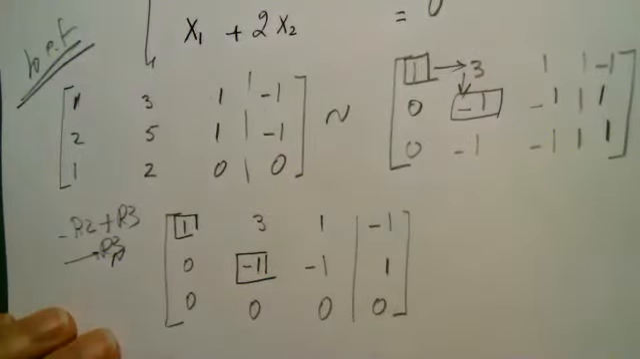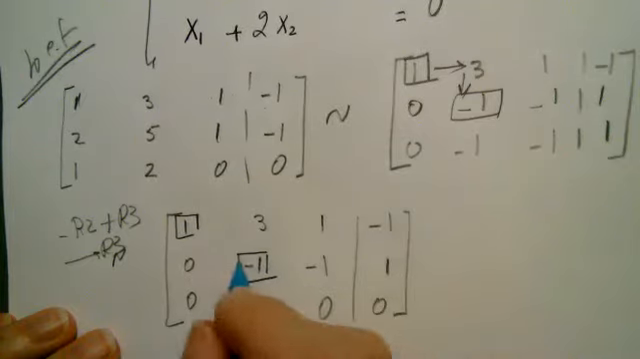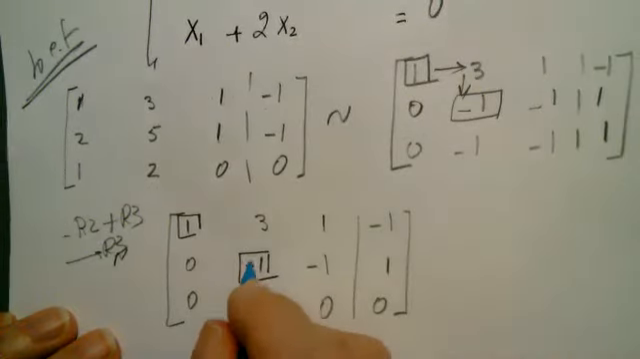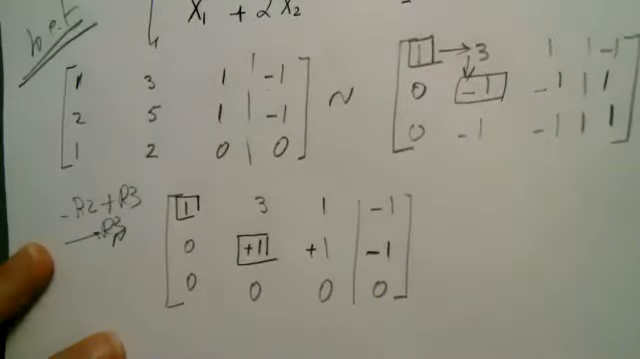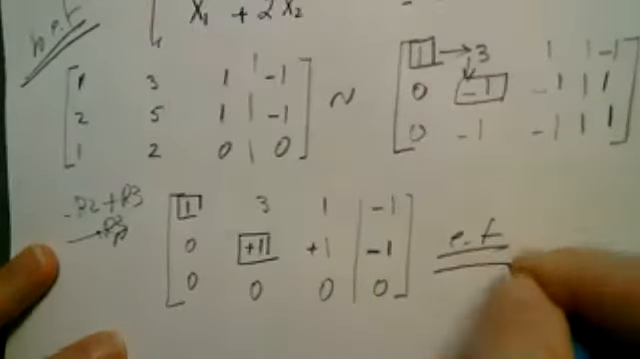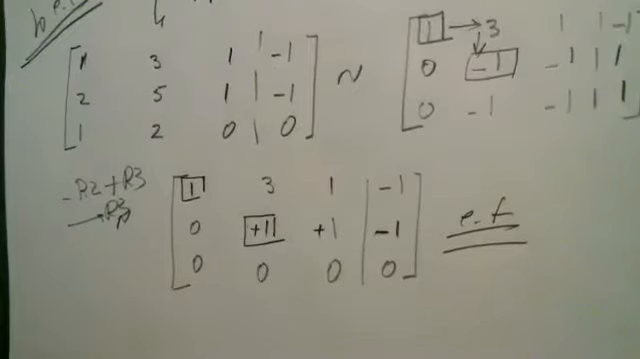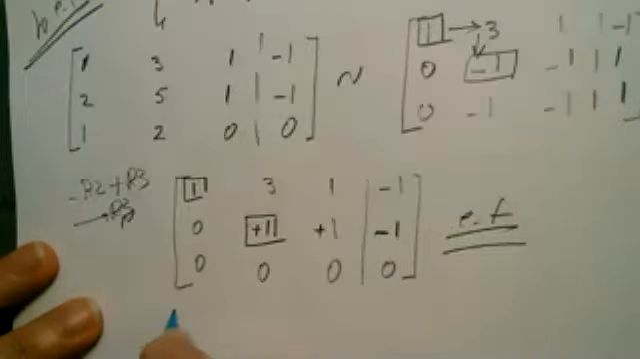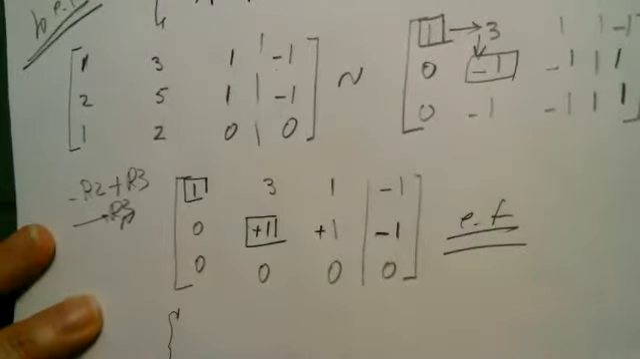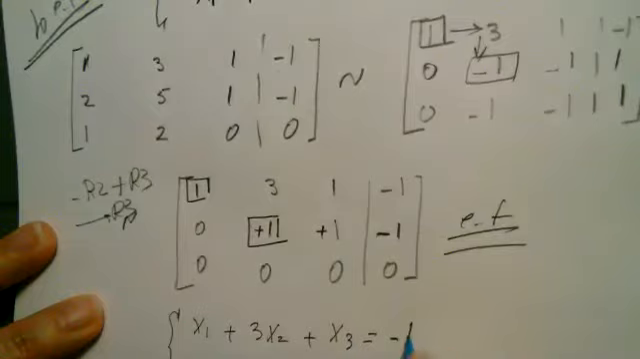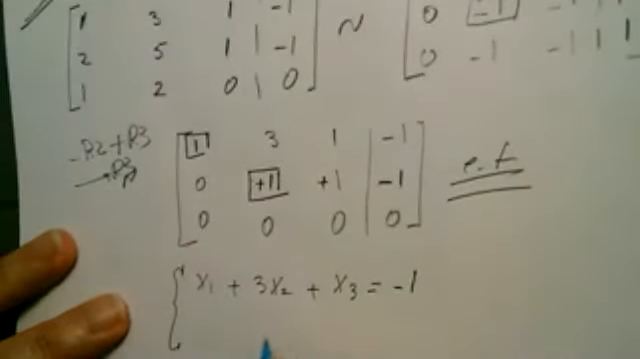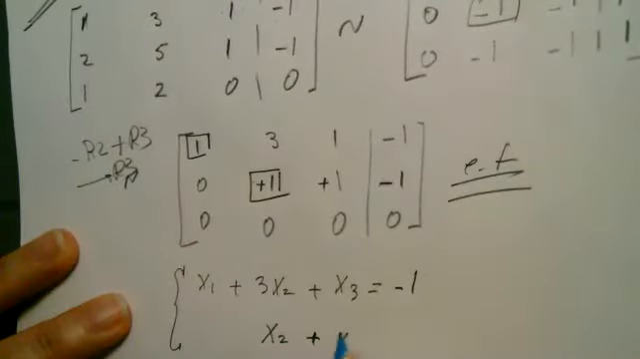Now I'm going to do one more step. I will not write it. I'm going to multiply the second row by negative 1, just to make it a little bit simpler to do. Once I am in echelon form, I write the system that corresponds to it. So immediately I write the system. So let's see what the system is. The first equation: x1 plus 3x2 plus x3 equals minus 1. And the second one is x2 plus x3 equals minus 1.